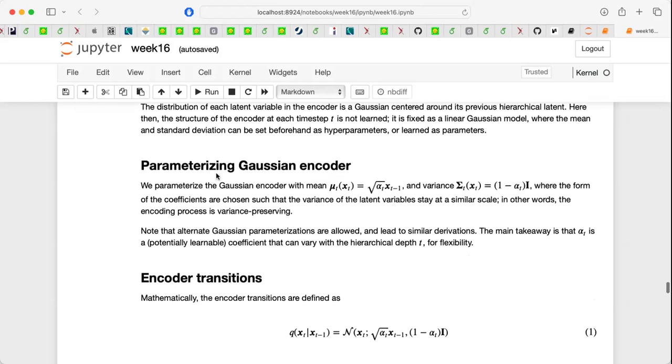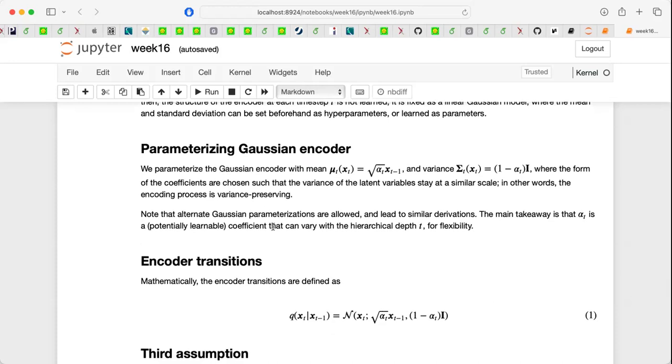So that means that when you parameterize your Gaussian encoder, you would encode it with a mean value which now depends on a parameter alpha, which you would vary. That becomes a learnable coefficient. This is multiplied, so there is a slight modification of the mean value in terms of this previous value. And then there's a variance, which is simply given by 1 minus this alpha of t as a parameter. That means that the covariance matrix is diagonal. The forms of the coefficients are chosen so that the variance of the latent variables stays at a similar scale. So we want this process to be a variance preserving process.